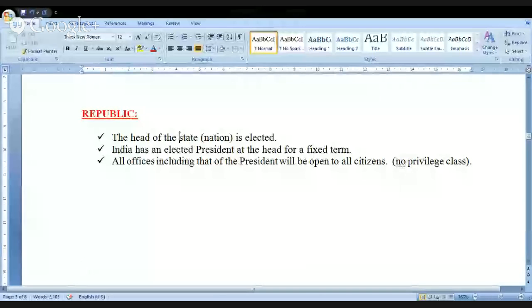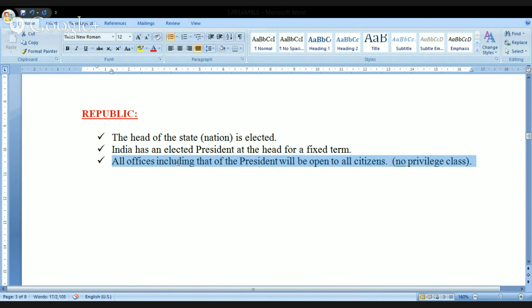Yeah. The head of the state, you know the meaning of the state. I explained you in the previous class. The head of the state is elected. India has an elected president at the head for a fixed term. Apart from this, if you look at this word here, there is nothing like any privileged class in India. That's the reason all offices, including that of the president, are open to all the citizens. That's the reason there is nothing like any privileged sections in the society.